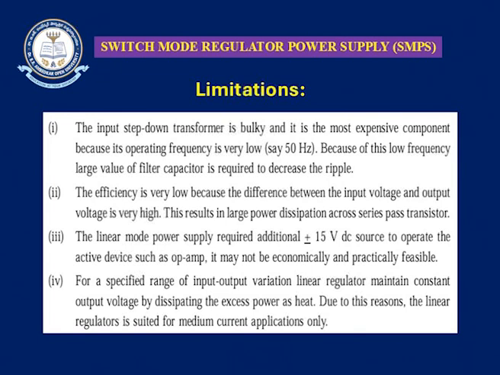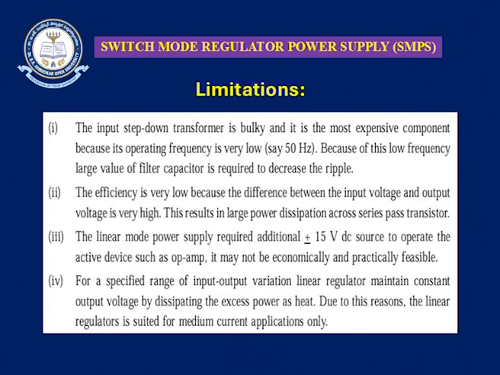Ripple, I already told you, whenever a conversion takes place from AC into DC, some of the components of the AC may be present at the output. Those are called the ripples. How are we going to remove those ripples? By using filters you can easily remove the ripples.